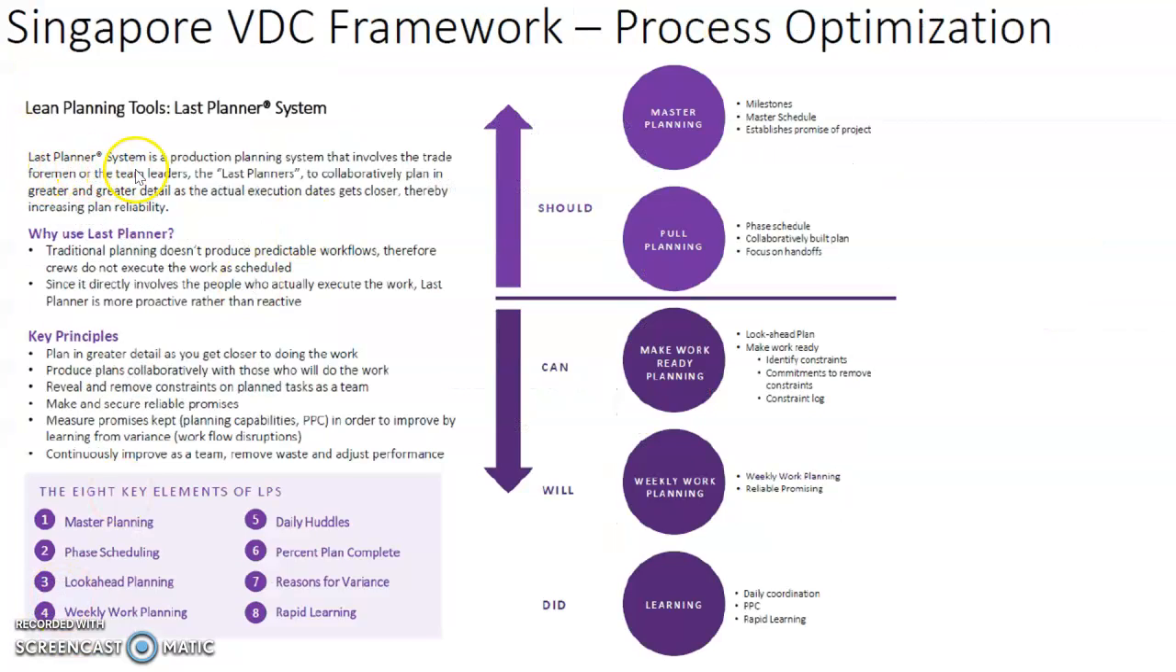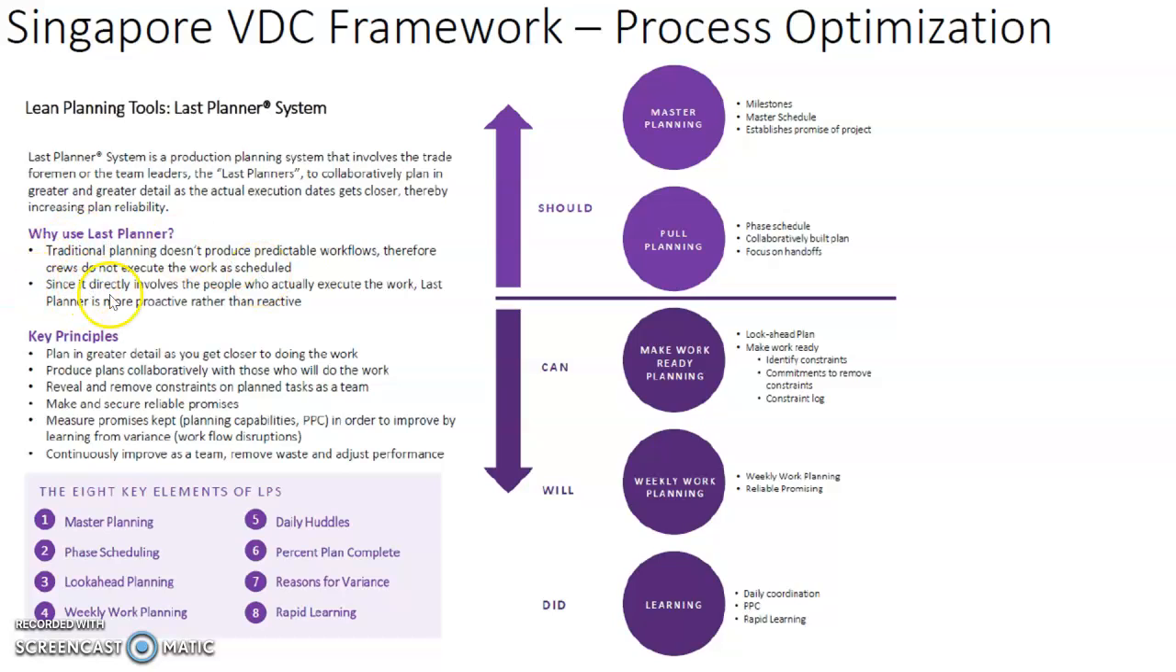The last planner system is a production planning system that involves the trade foremen or the team leaders, who are the last planners, to collaboratively plan in greater and greater detail as the actual execution dates get closer, and therefore it will increase the reliability of the plan. Now, why do we want to use the last planner system? Well, the key thing is that traditional planning doesn't really produce predictable workflow, and therefore the workers are not able to execute the work as scheduled.